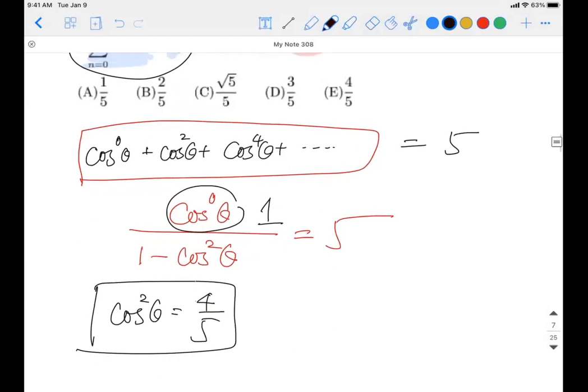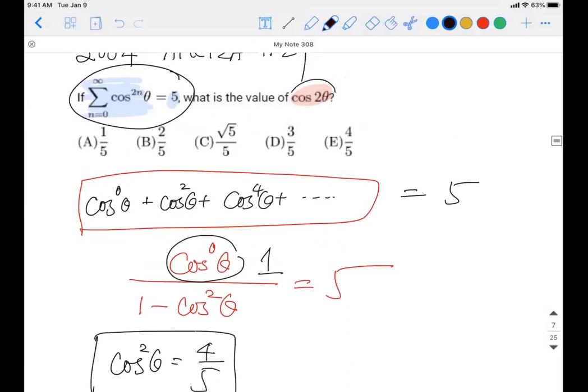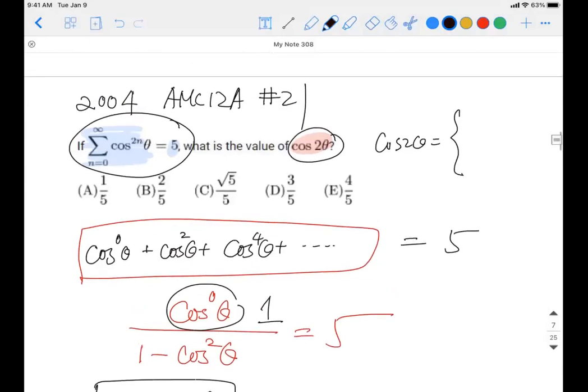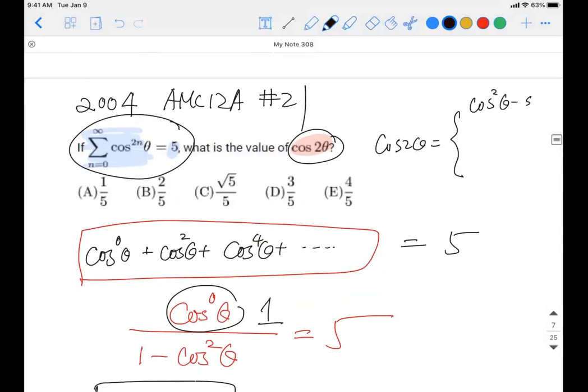As long as you know the value for cosine square theta, and you want to determine the value for cosine 2 theta, you're going to use the double angle formula. Maybe you're not so familiar. The double angle formula is kind of in the identity, but it is not a super complicated identity. Cosine 2 theta can be written as either cosine square theta minus sine square theta, or 2 cosine square theta minus 1, or 1 minus 2 sine square theta. This is the double angle formula for cosine 2 theta.